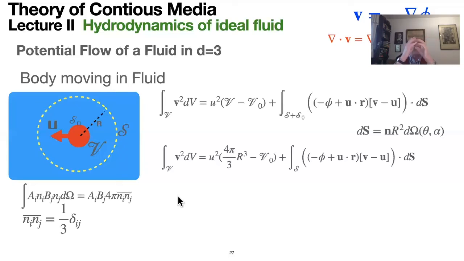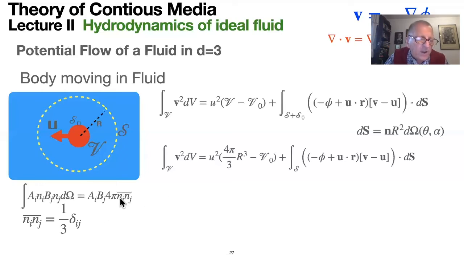Because we have a system with spherical symmetry, there is no special direction chosen. Therefore, the result of that integration cannot depend on any specific direction. Therefore, the integral must be proportional to the Kronecker delta, the symbol delta ij, which is zero if the indices i and j are different, and is one when the indices are the same.